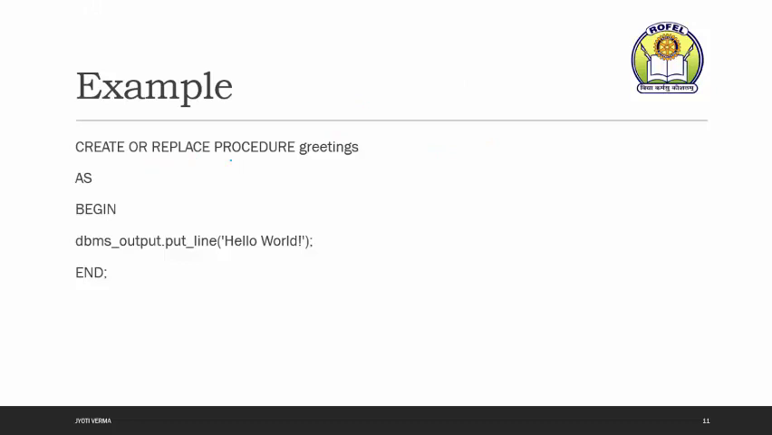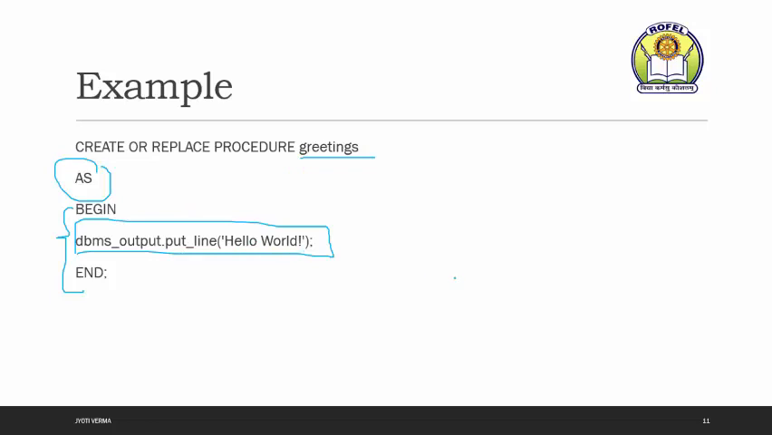Create or replace procedure greetings as. Now this procedure greetings is connected with this coding through which statement? As statement. इसीलिए हम यहाँ पर क्या लिखेंगे? As लिखेंगे. Begin and I'm just writing a message hello world. ओके सो ये प्रोसीजर क्या कर रहा है? ग्रीटिंग्स प्रोसीजर सिर्फ और सिर्फ एक सिंपल मैसेज प्रिंट कर रहा है हेलो वर्ल्ड.